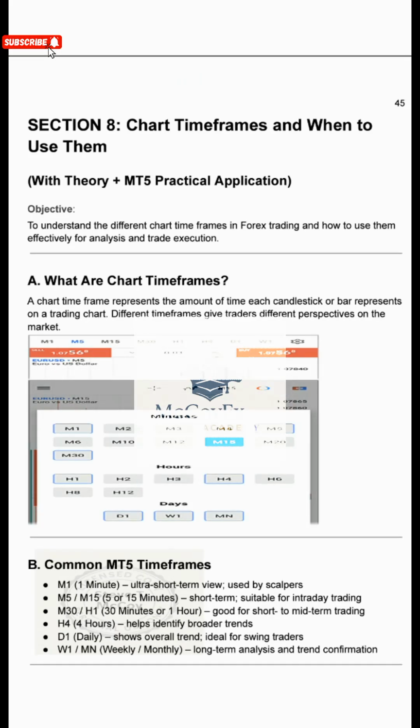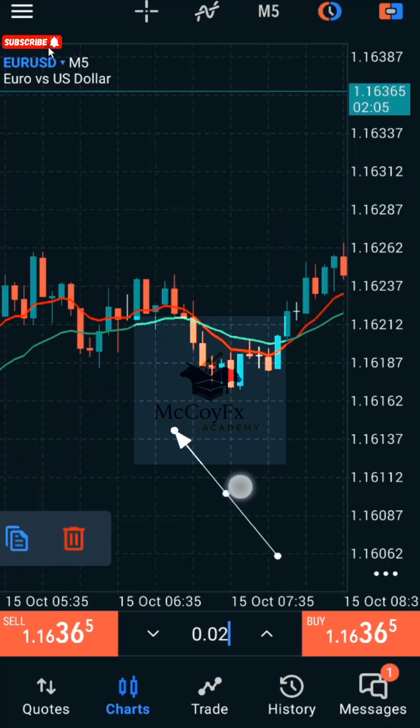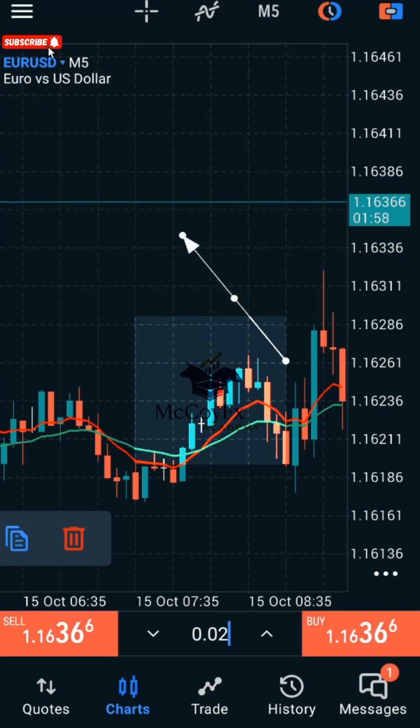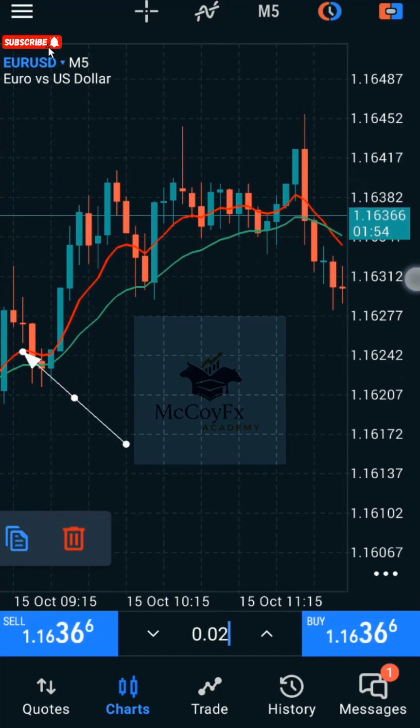Section 8, we are going to head to MT5 and see where we can change the chart time frame and also how it affects the candlestick formation. Now we are on MT5. At the top here, you can see we are using the 5-minute time frame. And if you observe the candlestick formation, you can see how it looks.